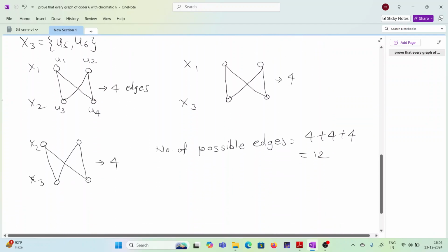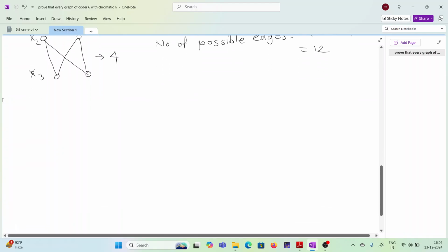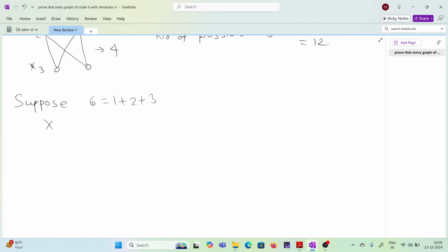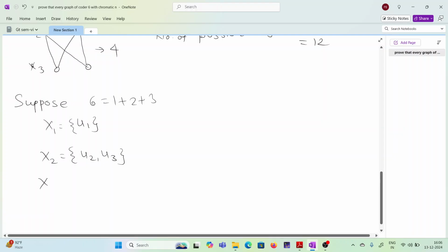So let us count the number of possibilities in the second case. So suppose 6 is equal to 1 plus 2 plus 3. That means x1 has only one vertex, say u1, x2 has 2 vertices, say u2 and u3, and x3 has 3 vertices, say u4, u5 and u6. Then how many edges does the graph G have?